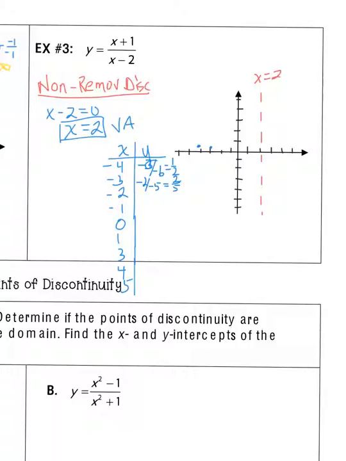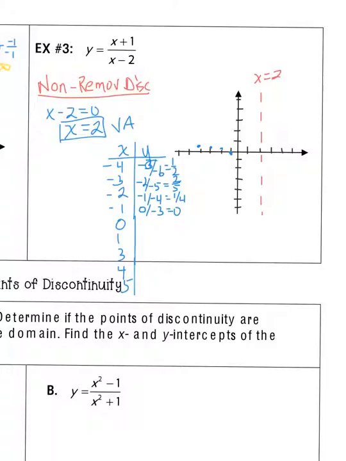Oh, I didn't do the -2. -2 plus 1 is -1. -2 minus 2 is -4. So that gives me positive 1/4. So -2, 1/4, so even closer to the x-axis. And then -1 plus 1 is 0, divided by -1 minus 2 is -3, which equals 0. So -1, 0. That actually is our x-intercept.